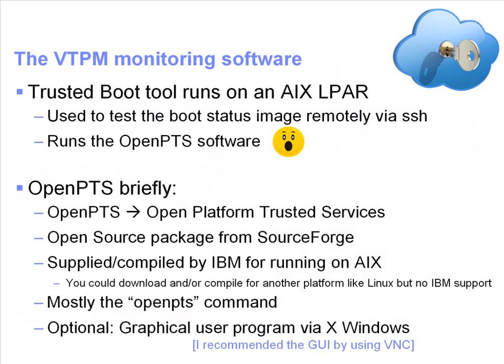Now if we turn our attention to the monitoring software, we need to run this trusted boot on a copy of AIX. It's going to use SSH to get the information. It's called OpenPTS, which stands for Open Platform Trusted Services, and it's not unique to IBM. You can go and have a look at it on SourceForge. Now mostly it's one command called OpenPTS, so it is fairly simple to actually use. There is quite a nice graphical user interface that runs under X Windows, and I recommend using that because it's much easier to deal with.